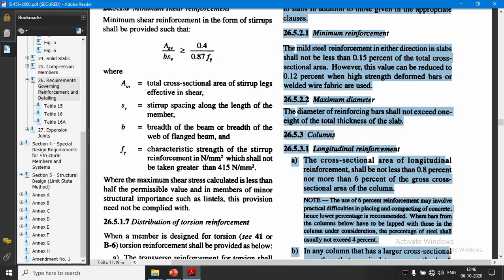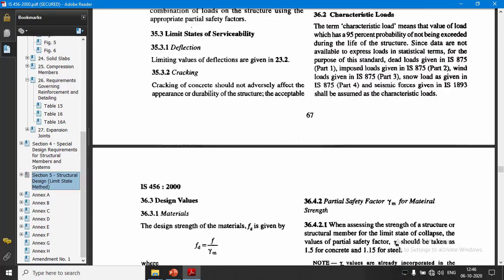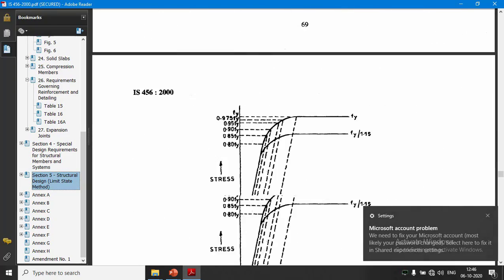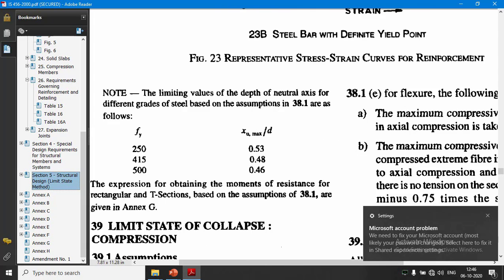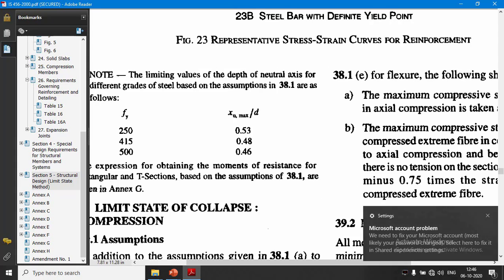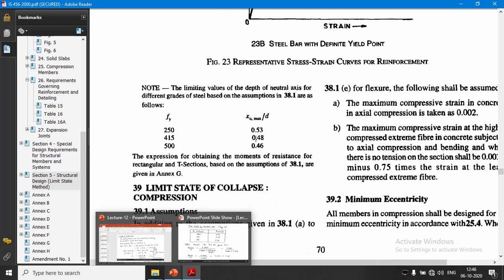These values are already given in the IS code also. Let me show you the IS code. You can see here in the IS code itself, on page number 70, the limiting value of the depth of the neutral axis for different grades of steel, Fe 250, 415, 500, is 0.53, 0.48, 0.46. So this is already given in the code book also, you need not remember.